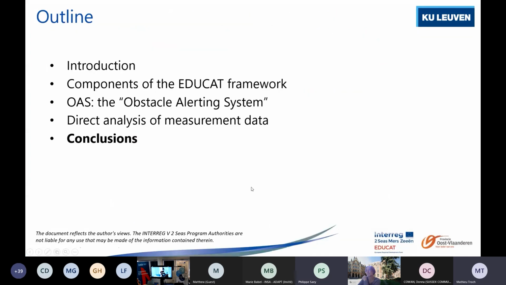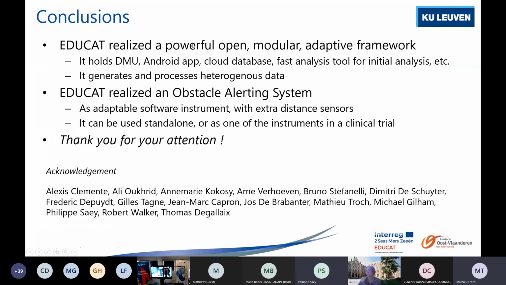Thank you. And then I think we arrived at the conclusions. So we realized within the project a powerful, open, modular and adaptive framework. It holds 3 main parts: DMU, Android App, Cloud Database. We have a tool for a fast initial analysis, and the whole system generates and processes a lot of heterogeneous data. We also discussed in this contribution the obstacle alerting system, which is an adaptable software instrument with extra distance sensors that can be used standalone or as one of the instruments in a clinical trial.